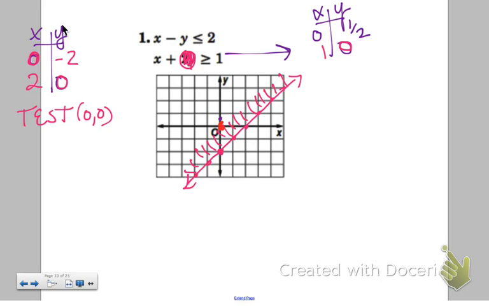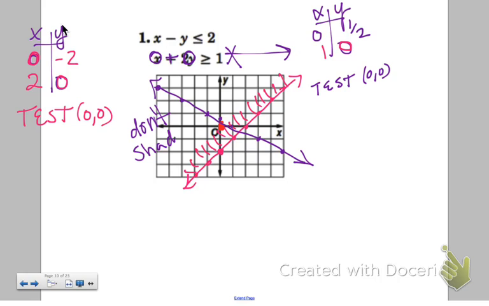So what that's going to look like is, continue the pattern, and now I can see that it's clearly over 2 up 1, which is the same as back 1 up 1/2, so that gives us our line. So now what we're going to do is test the point 0, 0. That gives me a false equation. So the point 0, 0 is not contained in our shaded region. So we don't shade the side with 0, 0, which means we do shade the other side.